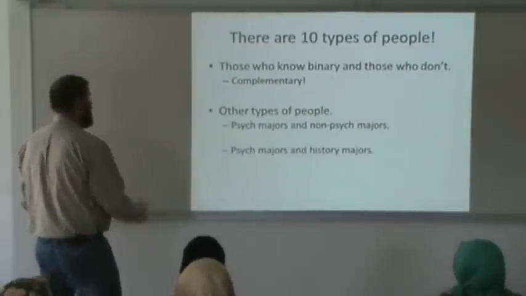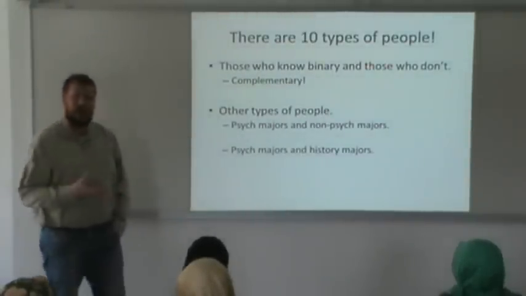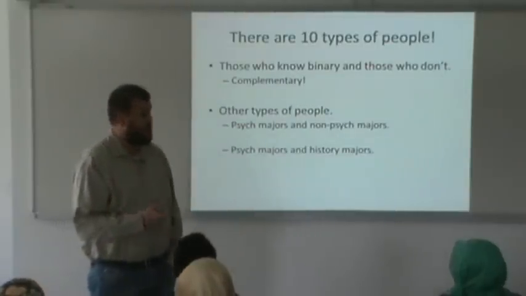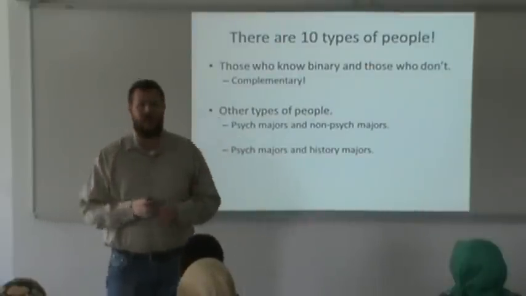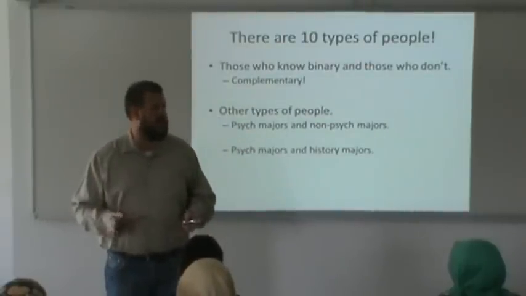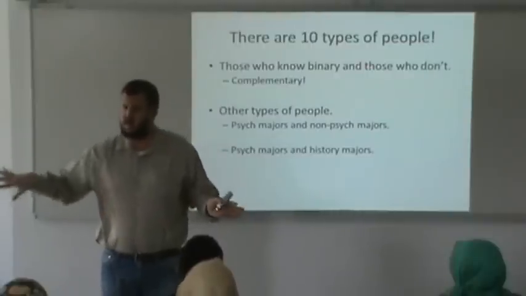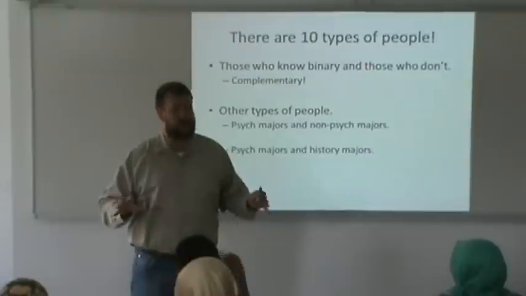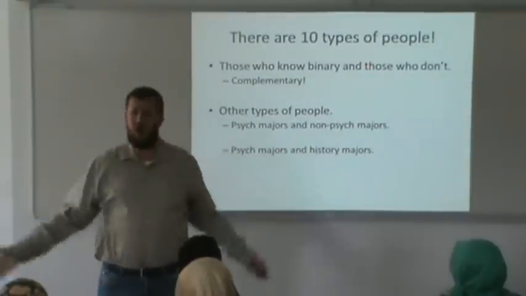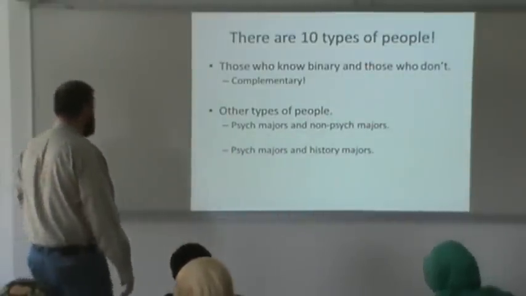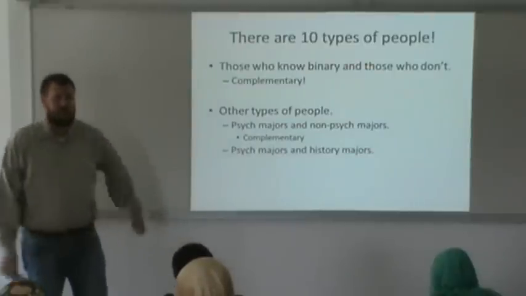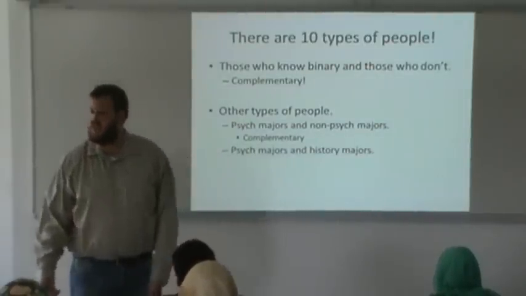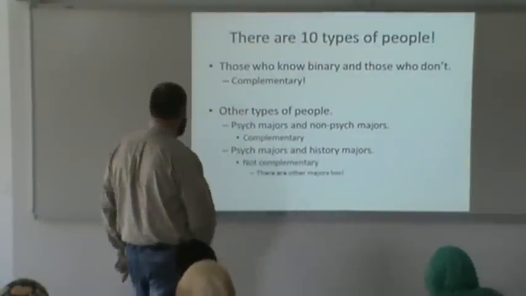Those are complementary. We can talk about other types of people. Psych majors and non-psych majors. Are these complementary or not? Yes, they're complementary. If we assume that you can't double major or anything like that, there are psych majors and then there are non-psych majors, and that describes everybody. So complementary events describe the whole outcome space, the whole event space. How about psych majors and history majors? Are these complementary? No, because there are also sociology majors and engineering majors and the fun, hard-working business people too.